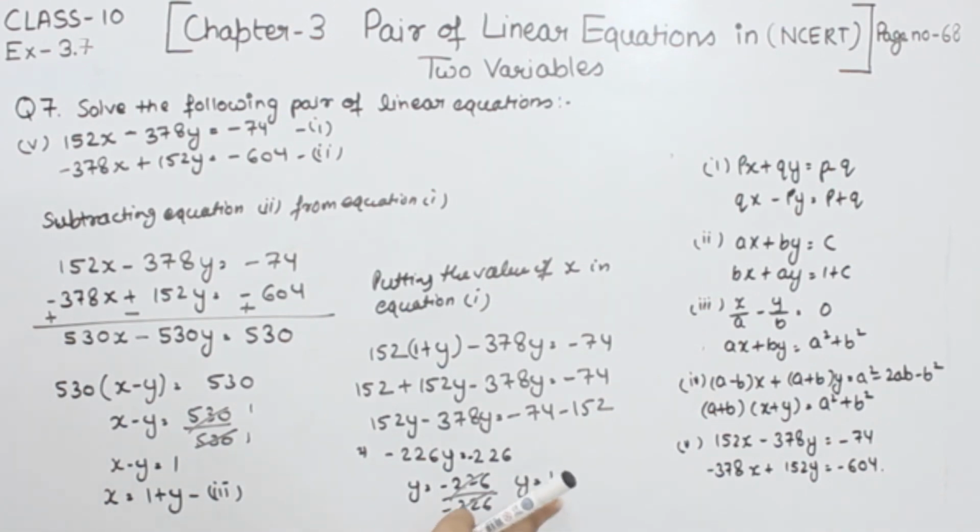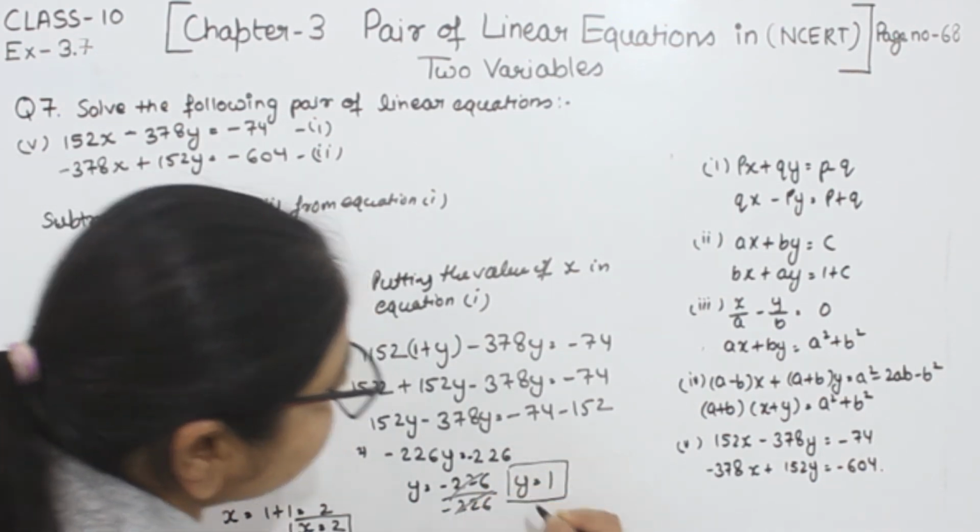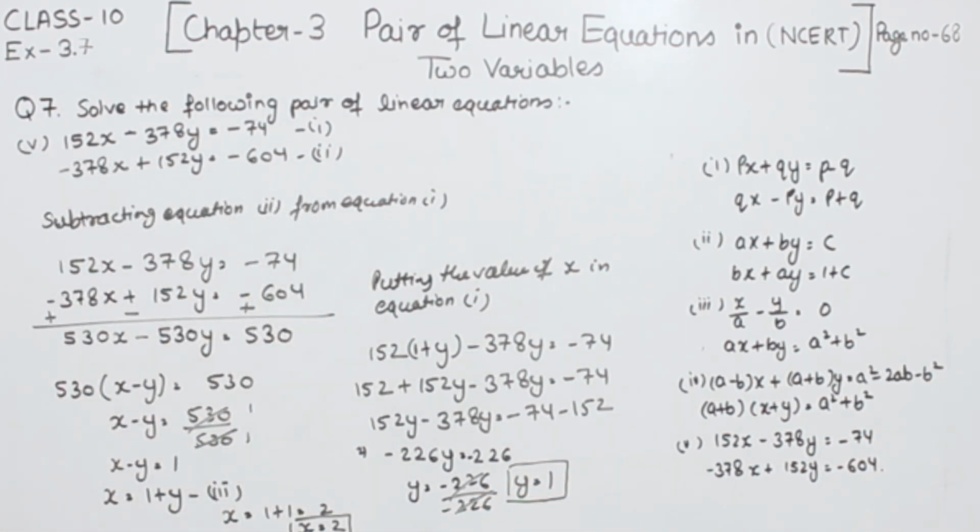Now I'm going to put the value of y in equation number 3. So x equals 1 plus 1, which is 2. So the value of x is 2 and the value of y is 1. This is the last part, part 5. With this we have completed question number 7. In the next video we are going to start with question number 8.